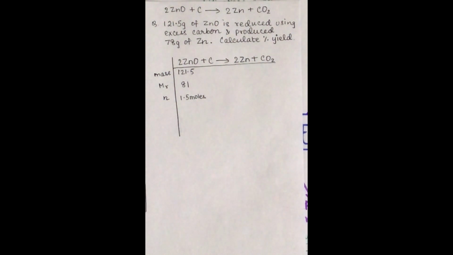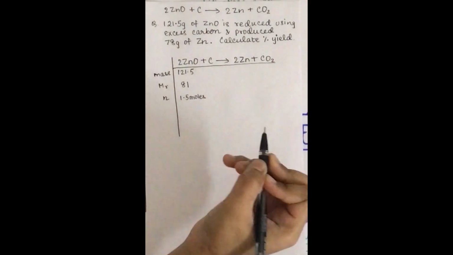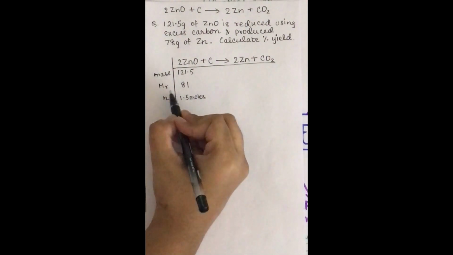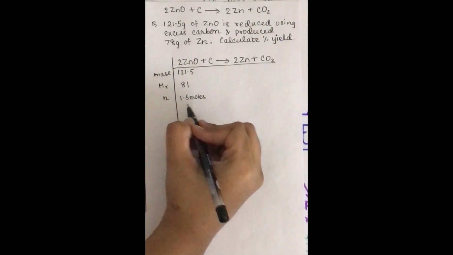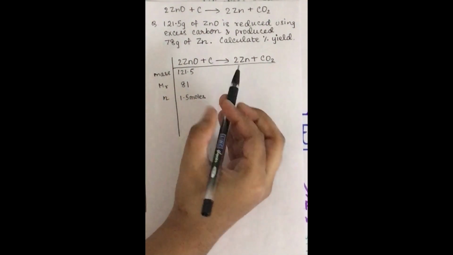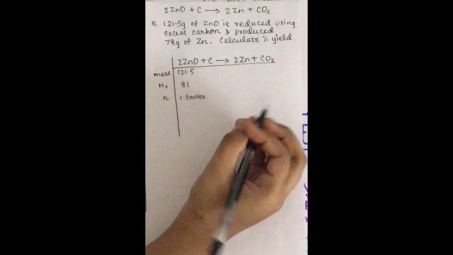So we go with the table method, write the balanced symbol equation. In this question it has been given already. If you get a question where it is written out in words, you need to balance the equation first. Then you find the mass, MR and number of moles. So we have been given the mass of ZnO, which is 121.5. We know the MR of ZnO from the periodic table, and N, number of moles, is 121.5 divided by 81, which is 1.5 moles of ZnO.